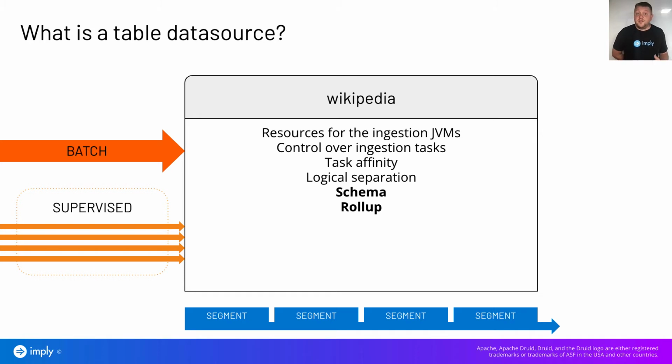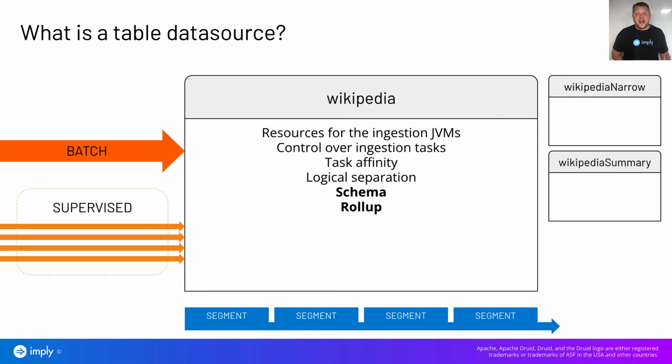There is nothing to stop you from ingesting from the same source and creating multiple tables with different levels of roll-up, even different schemas. I could have a narrow table that's got a very specific set of dimensions, and then a summary table that's maybe got an hourly roll-up. What this does is to shrink the segment size. It reduces the segment scan time, and it could make these tables way faster than my big, huge, full import.